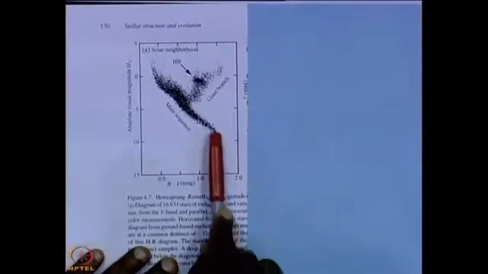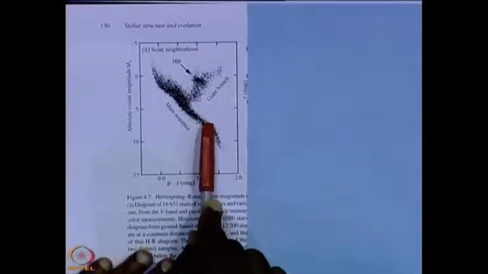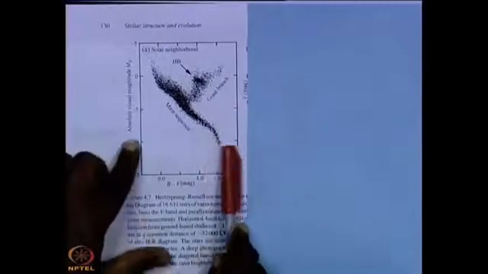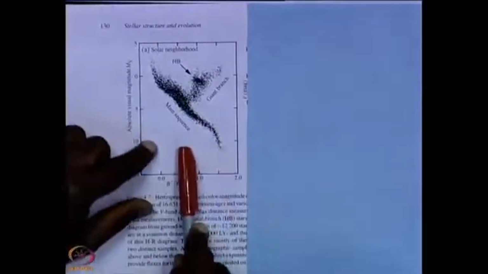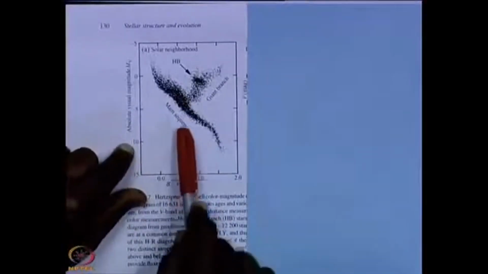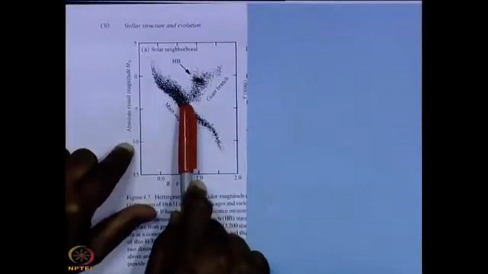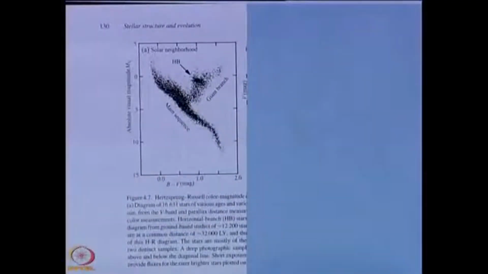As you move to the left, you go to hotter and hotter stars, bluer stars. As you move left, the color index gets smaller, so you are going towards bluer stars which are hotter, and you find that the hotter stars are also more luminous, and the hottest stars that you have are the most luminous ones. These are all stars within the solar neighborhood within 300 light years, and this shows you the stars on the main sequence.